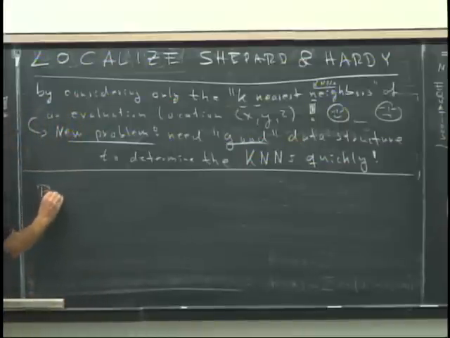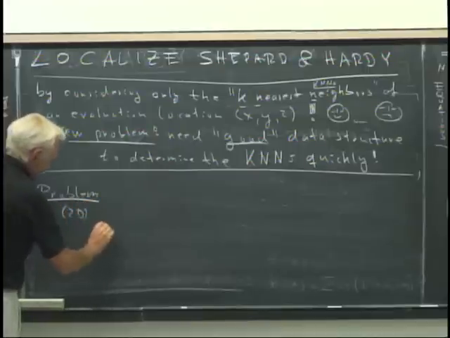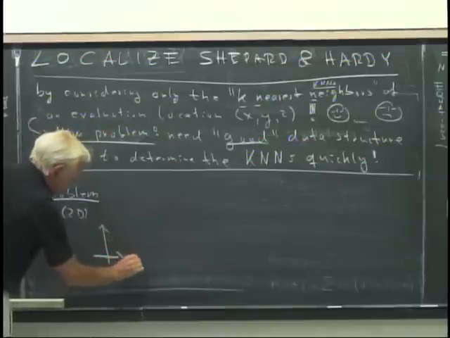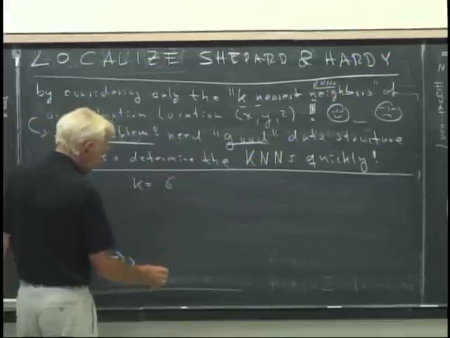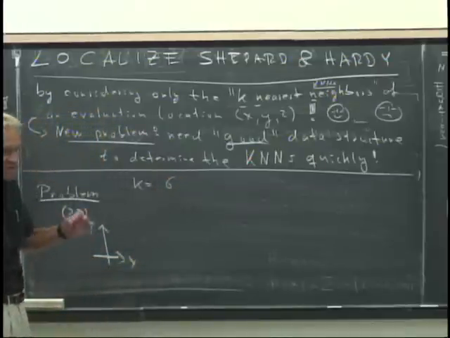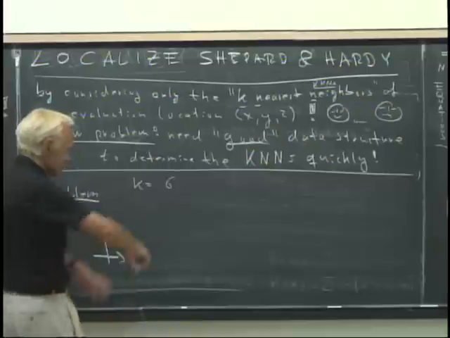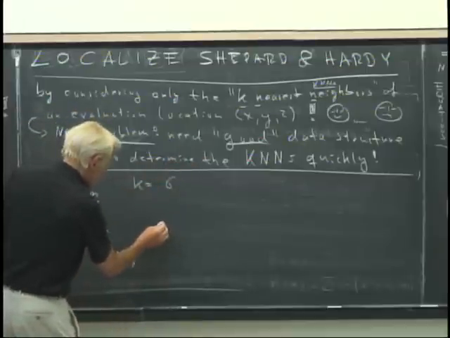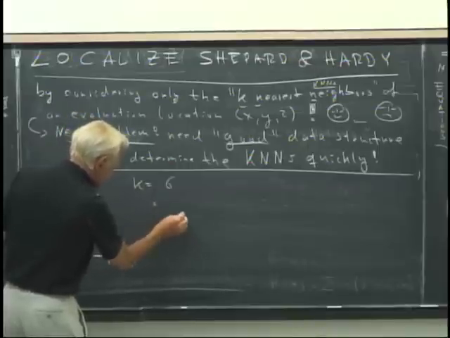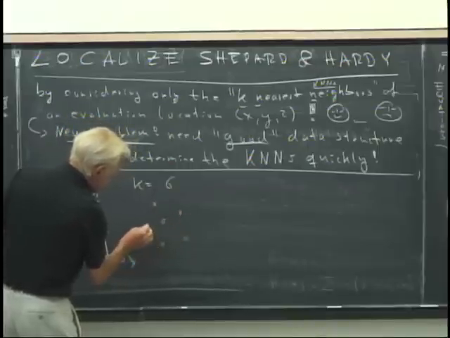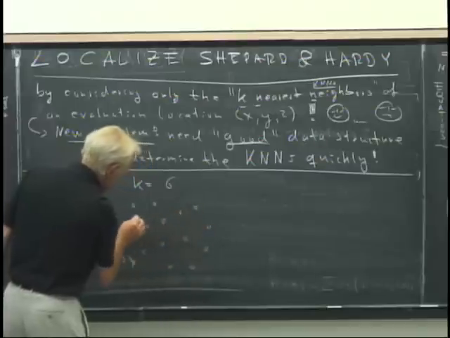Problem, or the illustration of the problem is this. The 2D case, I'm just looking down from above into the XY plane, and I have my K being, I don't know, 6, and the point itself counts as a neighbor to itself, so that's neighbor 1. I myself am my own neighbor. That's one, and I have 5 other ones around me. Different people have different conventions for that, but so I have sites, 6, right, these are my original sites.